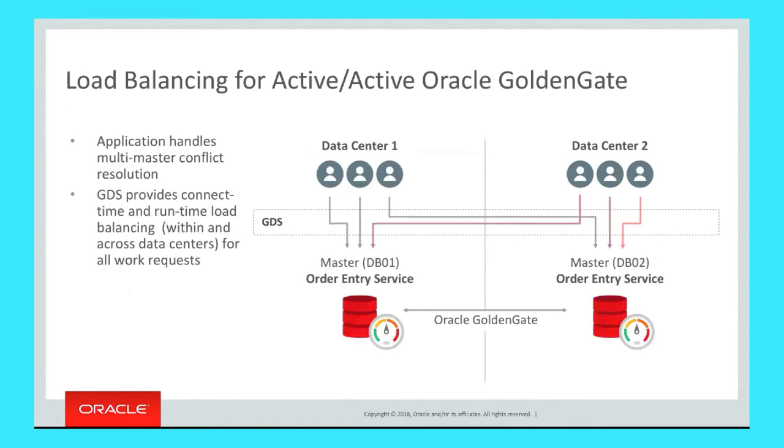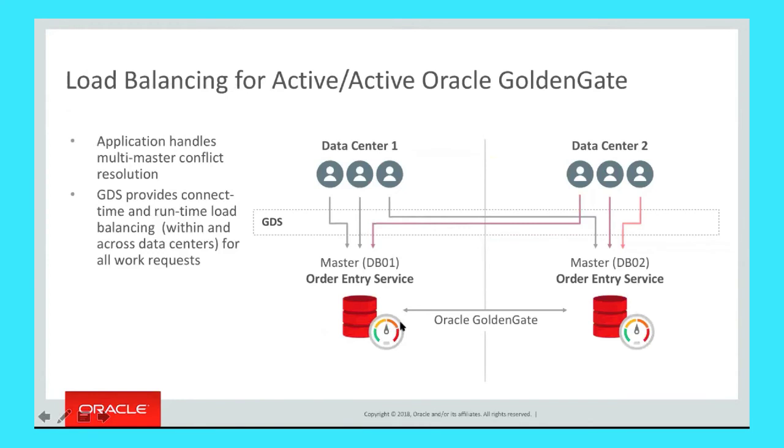Now, what about load balancing for active-active GoldenGate? Many customers do this again. They run active-active GoldenGate in a bidirectional mode, right? And the assumption in this case is that the application handles the multi-master conflict resolution, right?